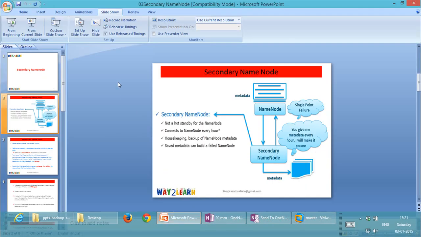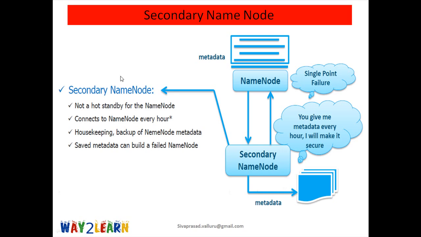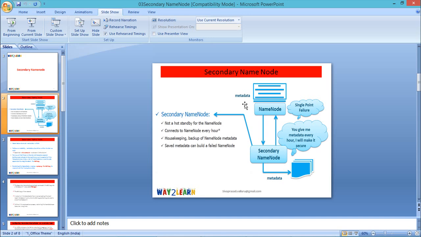Now let me go through this presentation. The diagram says the secondary name node is not a hard standby for the name node. It connects to the name node every 1 hour by default. The secondary name node asks, give me your metadata every hour, I'll make it secure. So the secondary name node will create a checkpoint, which is nothing but the fsimage, and then the fsimage is transferred back to the name node. Where is this fsimage stored?